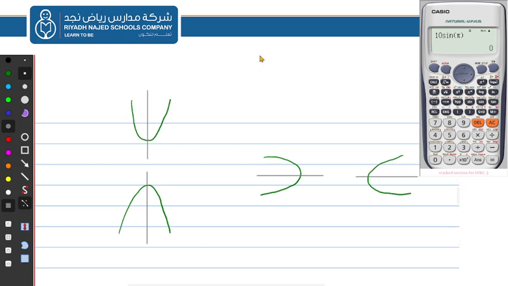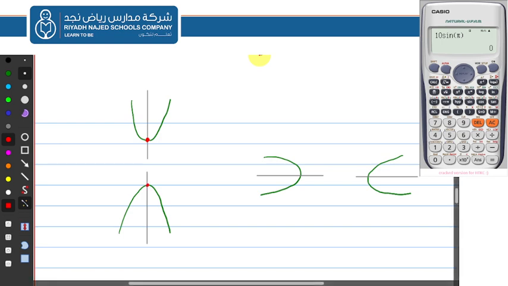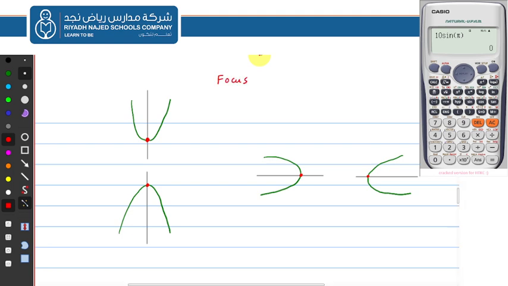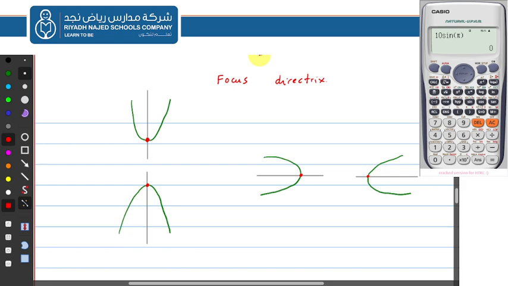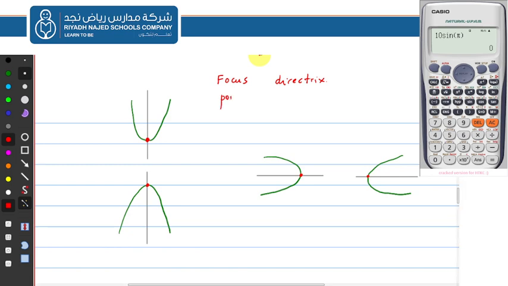Also, there is the vertex. This is the vertex of the parabola. So any parabola has a vertex. Now you already know this because you studied quadratics in grade 9. And we have two new things about parabolas, which are the focus and the directrix. The focus is a point. And the directrix is a line.